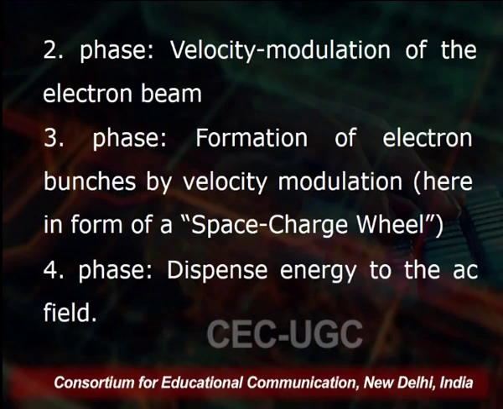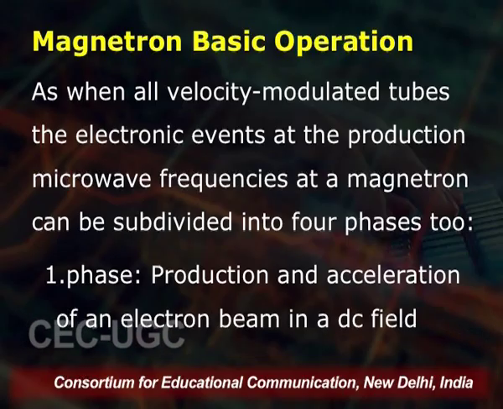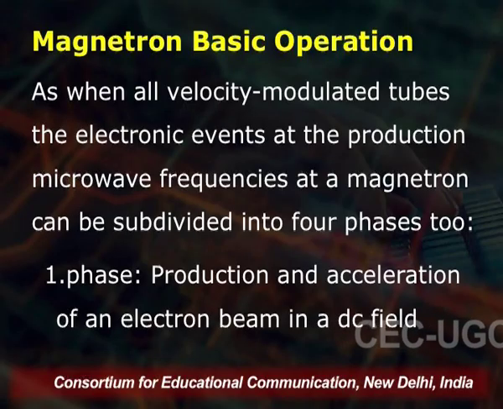That is how we get the AC field from the production and acceleration of the electron from the DC. It means here we are converting the DC field to the AC field by generation of space charge. So, this is the basic function of the magnetron, that it will work in 4 phases, from DC to AC.